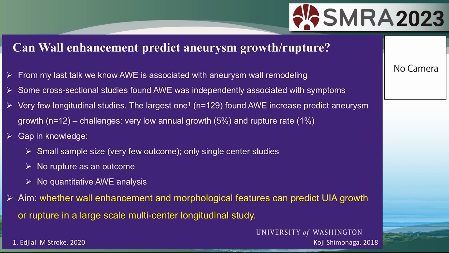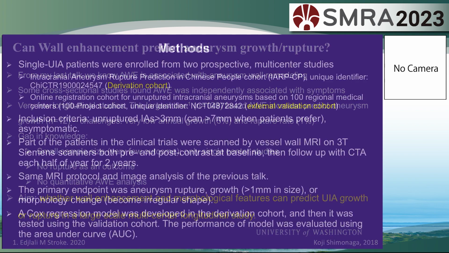So there is still a gap in the knowledge. The previous studies had a small sample size, very few outcomes, were only single-center studies, and had no rupture as an outcome and no quantitative wall enhancement analysis. So the aim of our study is to test whether wall enhancement and morphological features can predict growth or rupture in a large-scale multi-center longitudinal study.